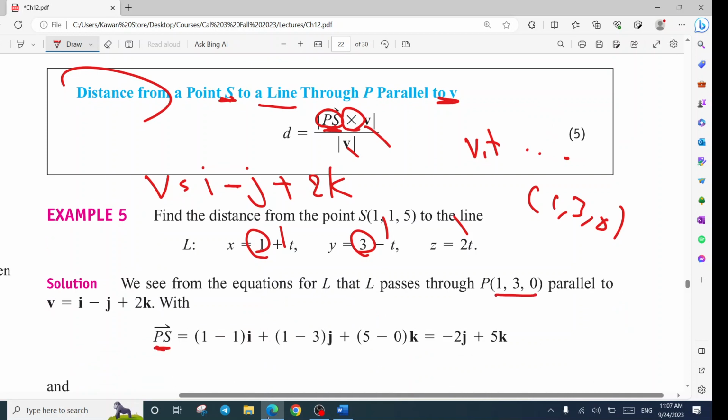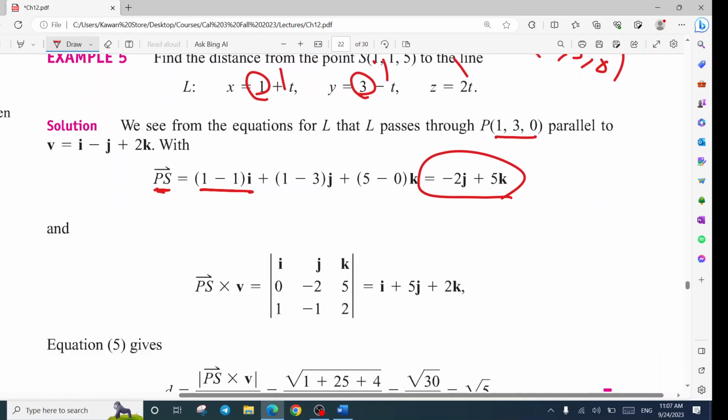So I say what? I say 1 minus 1, it will be 0. Then you go and do it exactly and you'll get it. So this is PS. Now I have a PS, I have a V, everything's clear. Just cross between them and you'll get the result. Am I right, dears? Our PS has a 0. So just cross and you'll get the vector.